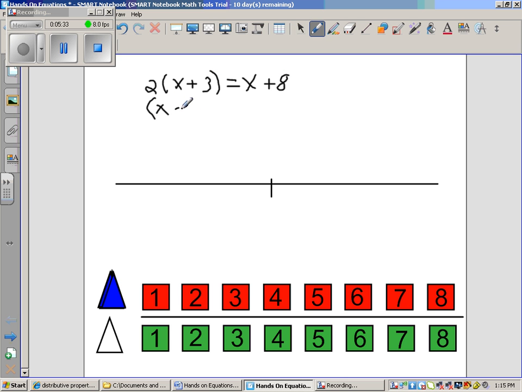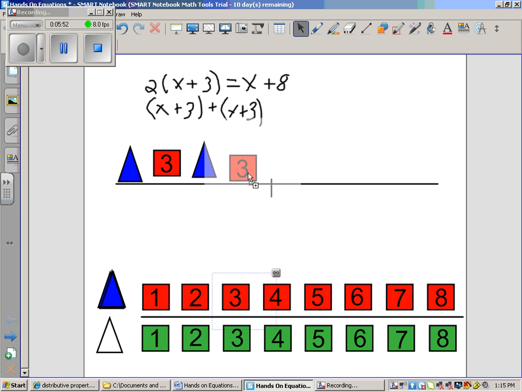Two of them. Because we know that repeated addition is the same as multiplication. So we can think of it that way. And then on our scale, you could put x plus 3 and x plus 3. And then if you're like me and you like things to be neat and organized in their place, you would put all your x's together and all your number cubes together. So that's one way you can think about it.